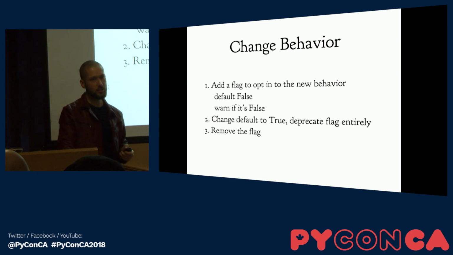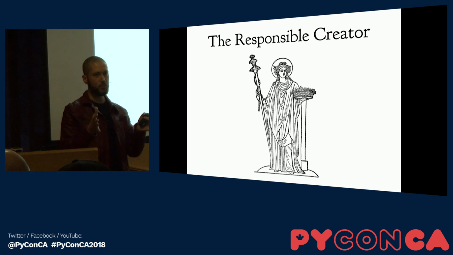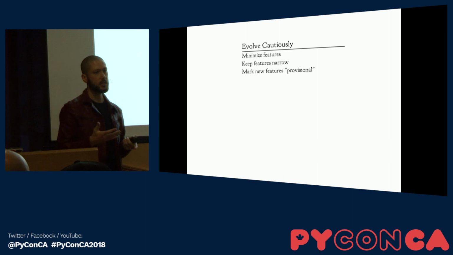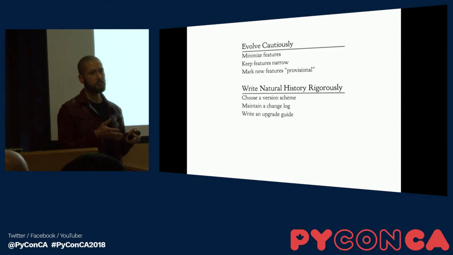And at the link that I'll share at the end, I'll talk in more detail about all of this. So that's it. You know how to be a responsible creator. You know how to keep all of these promises to your users. And these 10 covenants fall into 3 loose categories. One of them is to evolve very cautiously. Minimize features. Don't add anything that you aren't sure of. And create features that are narrowly scoped to the problem you're trying to solve. And if you're not sure about them, mark them provisional or experimental, so people know that they might change.